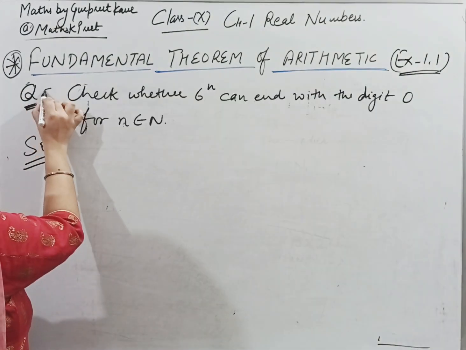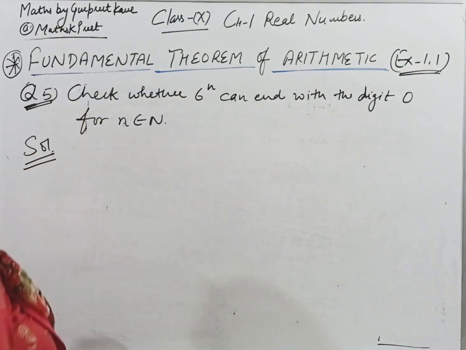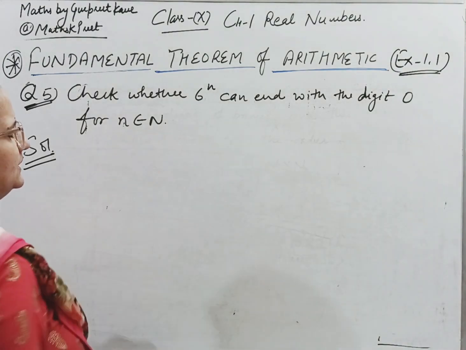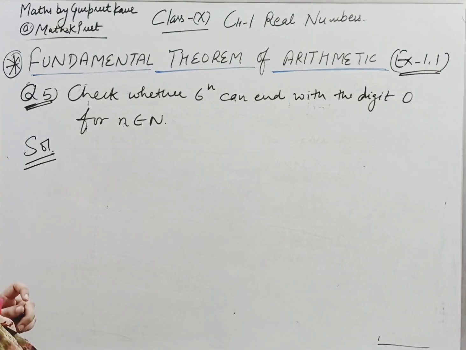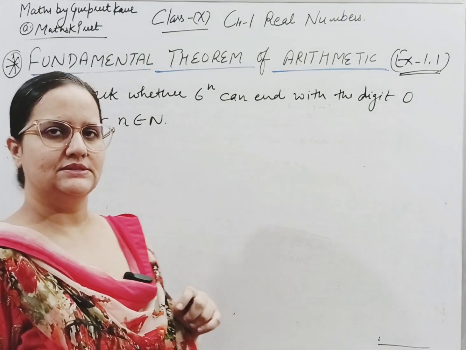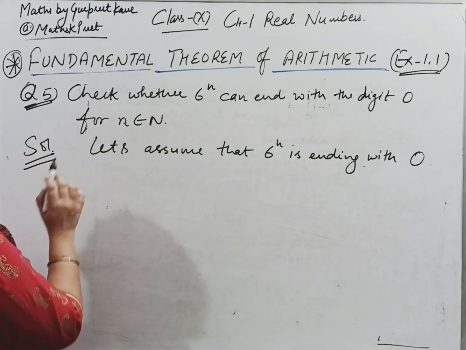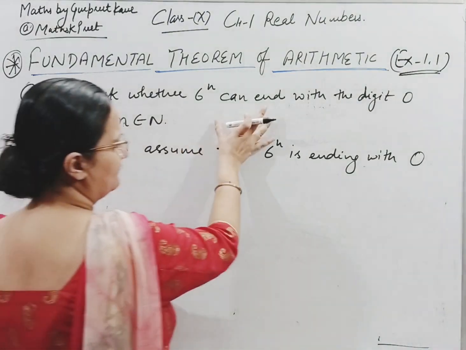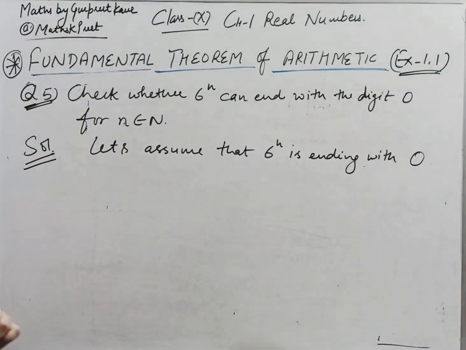So question number 5 is very important and a good question it is. It is asking, check whether 6 raised to power n, where n is a natural number, can end with the digit 0 or not. So let's assume that 6 raised to power n is ending with 0. In such types of questions, we will assume the thing that we have to prove. So assume that thing first.